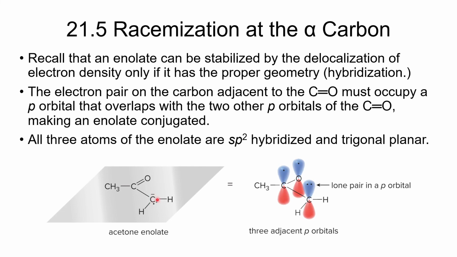The reason for that is that this enolate is resonance stabilized. And if it's resonance stabilized, the only way that we can do resonance stabilization is if it's in the same hybridization, and the electrons that we're going to delocalize have to be in a p orbital. So since they have to be in a p orbital, this carbon has to be sp2 hybridized. And so if we had a stereogenic center at that carbon, it is going to be gone, because the sp2 carbon cannot be a stereogenic center.